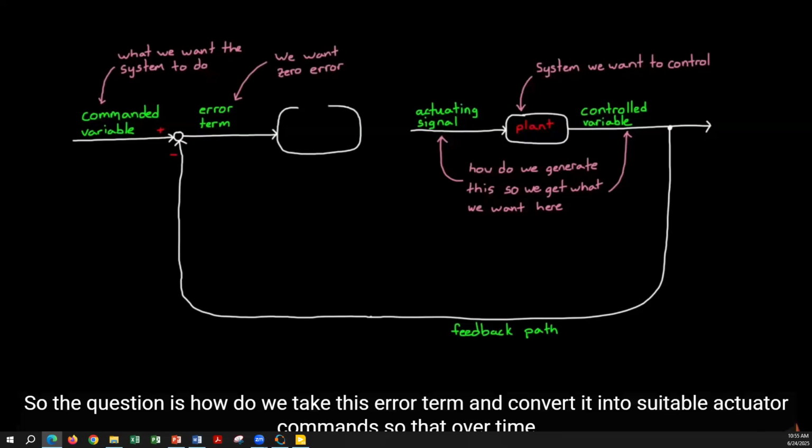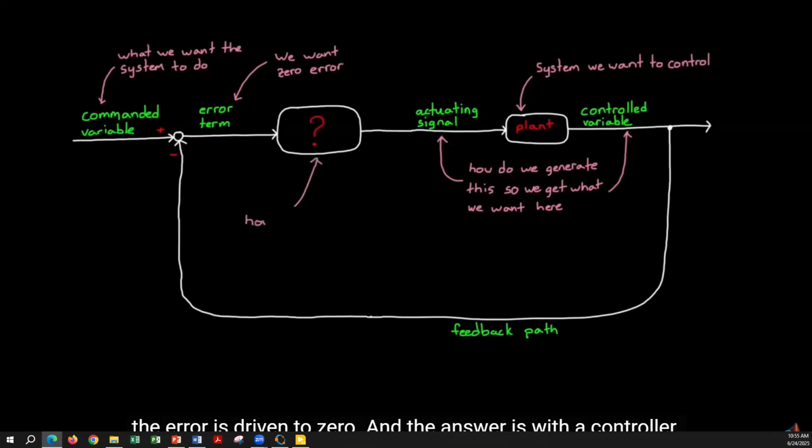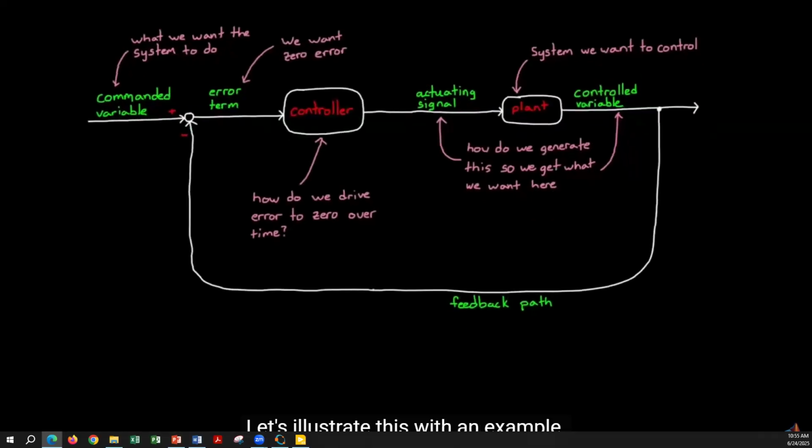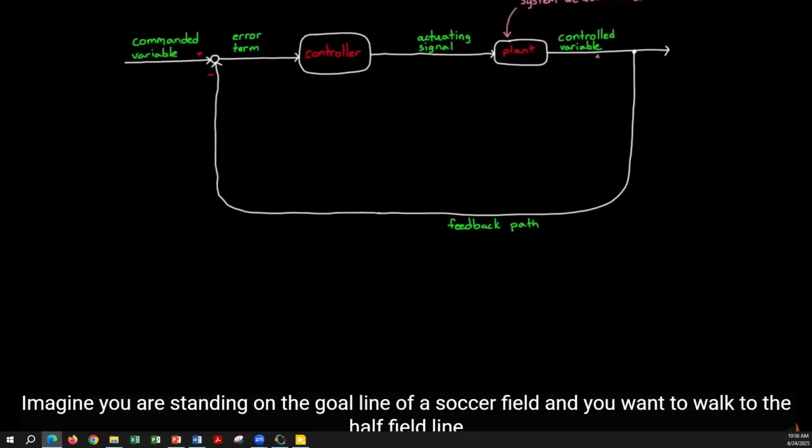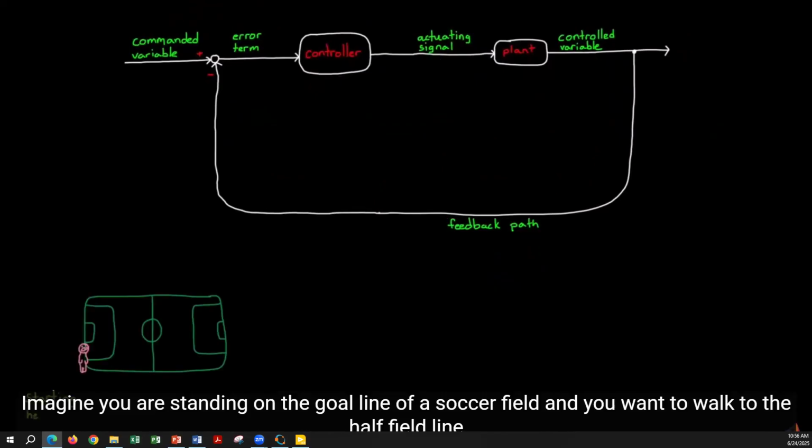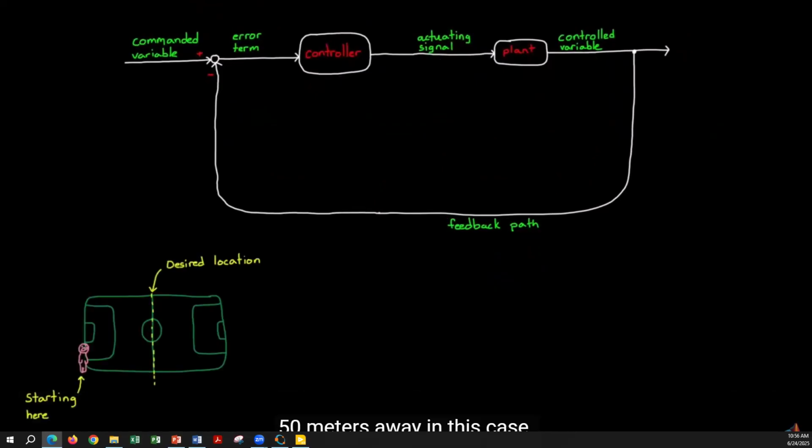So the question is, how do we take this error term and convert it into suitable actuator commands so that over time the error is driven to 0? And the answer is with a controller. Let's illustrate this with an example. Imagine you are standing on the goal line of a soccer field and you want to walk to the half field line 50 meters away.